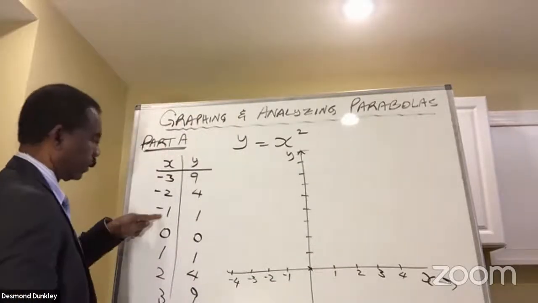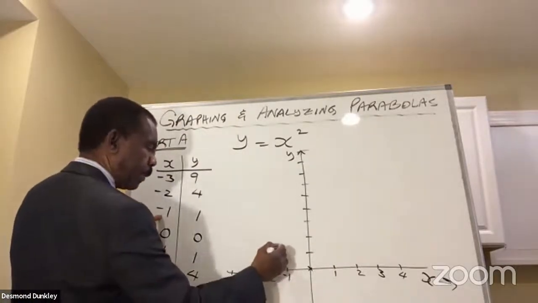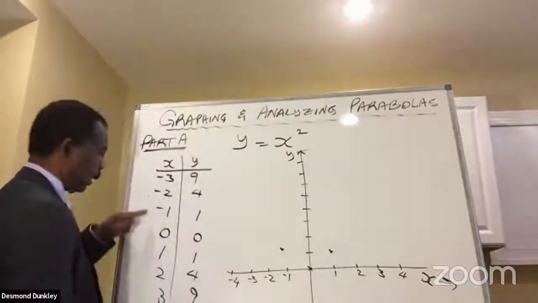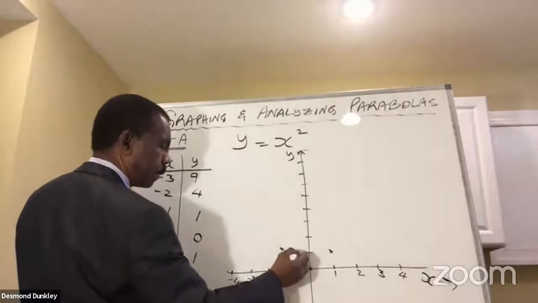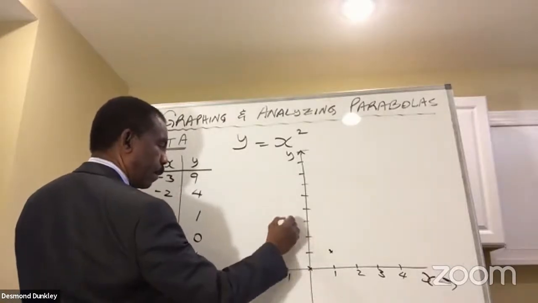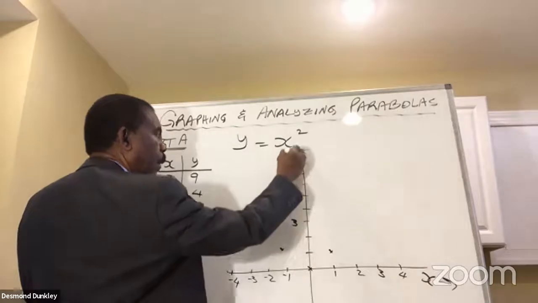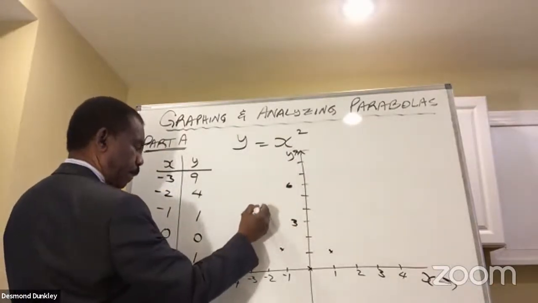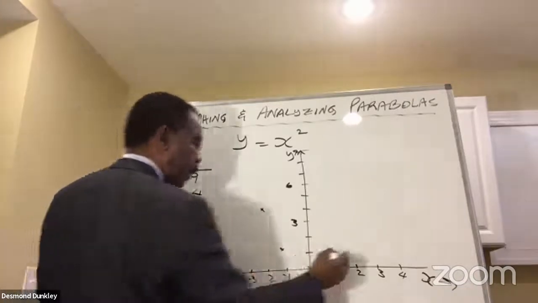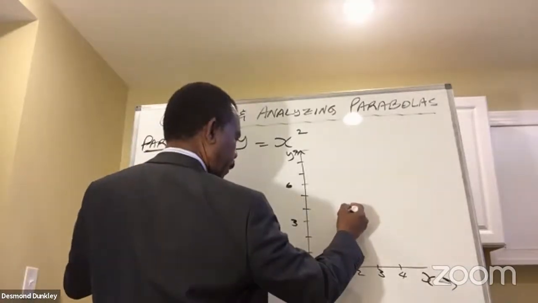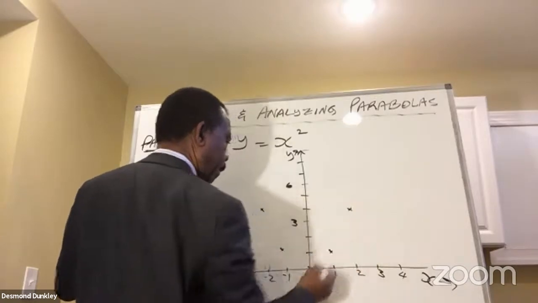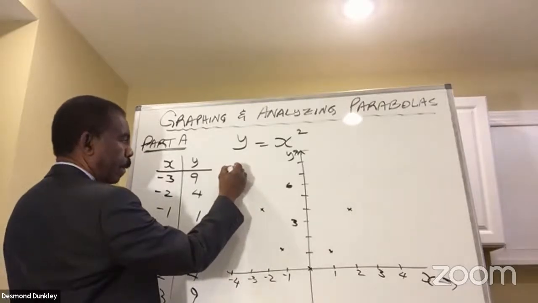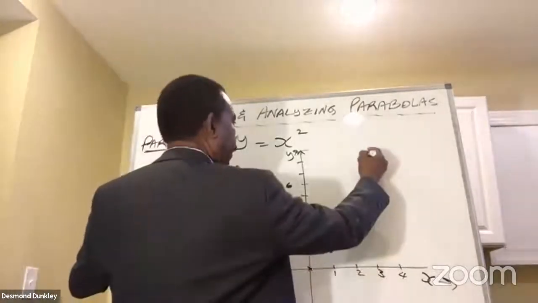Okay, so -1 is 1. +1 is 1. -2 is 4. +2 is 4. And then -3 is 9. +3 is 9.